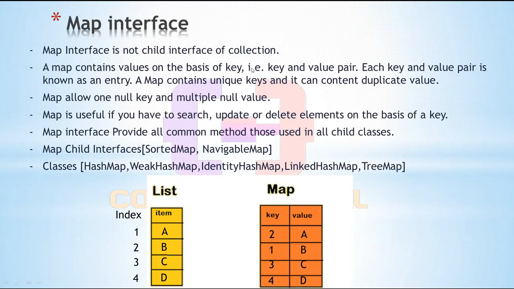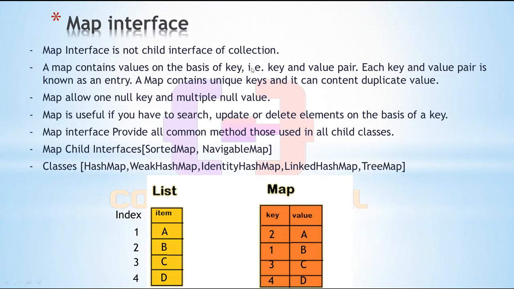Map interface is not a child interface of Collection. A map contains values on the basis of keys, for example key-value pairs. Each key and value pair is known as an entry. A map contains a unique key and it can contain duplicate values. Here we have to store a unique key. If we try to store a duplicate key, then it will simply override it.